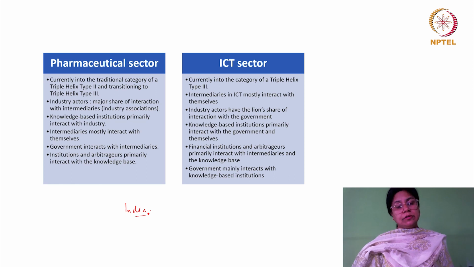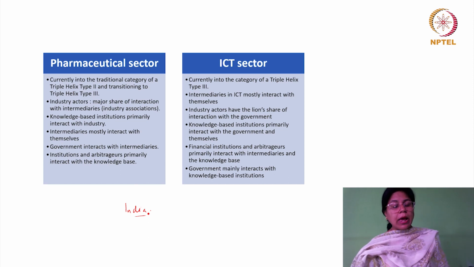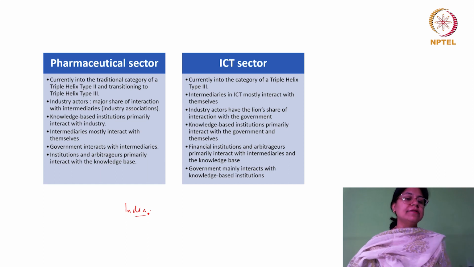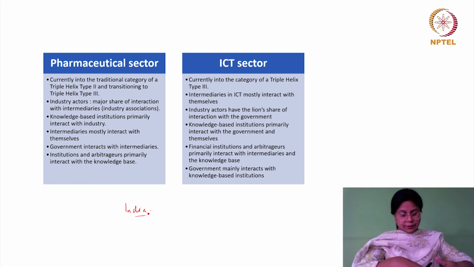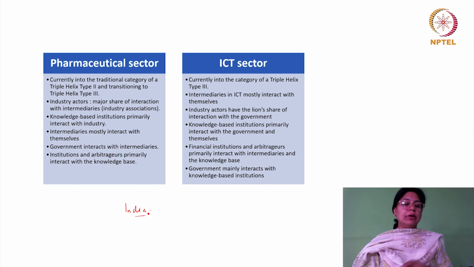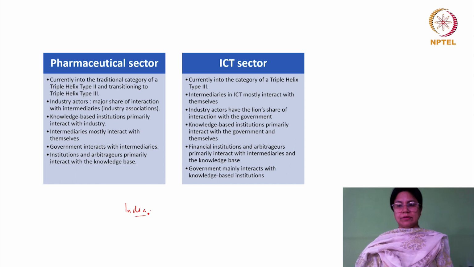So the research surveys have concluded that in the pharmaceutical sector, you find that it is currently in the traditional category of triple helix type 2, slowly transitioning towards triple helix type 3. The major industry actors have a major share of interaction with intermediaries, like an industry association. Apart from that, there are also knowledge-based institutions which interact with the industry. Intermediaries also interact amongst themselves. Government also interacts with the intermediary, and institutions and arbitrage interact with the knowledge base, that is the universities and academia.